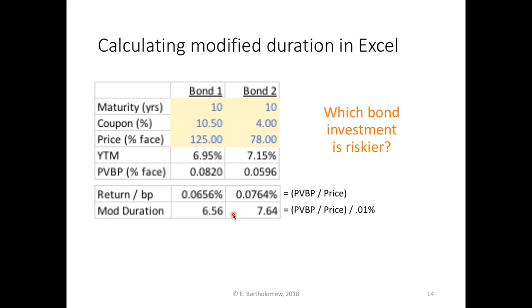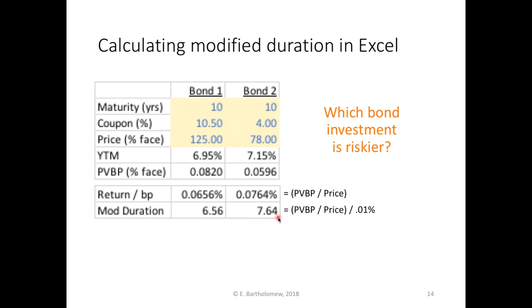Now, step back from the calculations and let's look at the numbers for a second. There's something kind of curious here. If you think of these as risk measures, and PVBP is showing 0.082 and 0.0596, bond 1 has a higher PVBP, but it has a lower modified duration. So if you ask which bond is riskier, well, what's the answer? PVBP kind of suggests bond 1 is riskier. You get a bigger price change. And modified duration suggests the opposite.